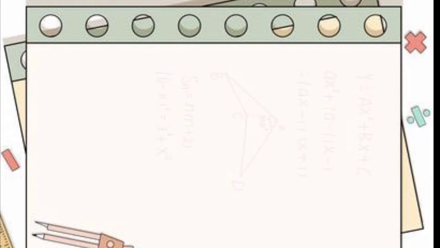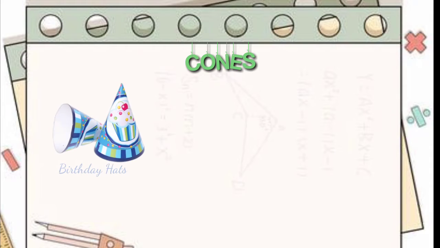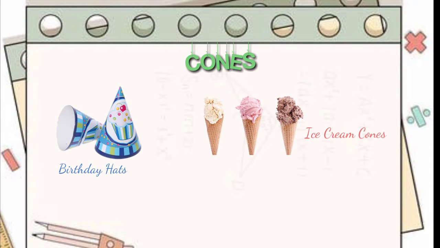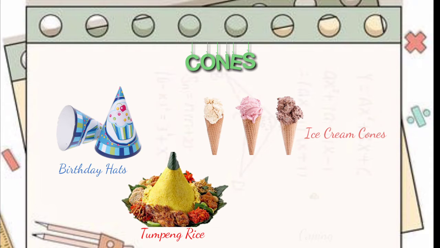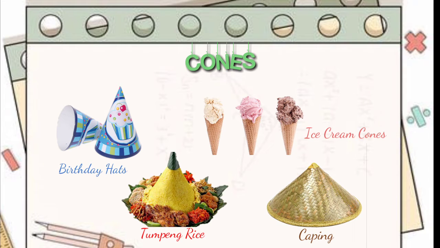For the first, we discussed about the surface area and volume of cone. Have you ever seen birthday hat, ice cream cone, tumpeng rice, and chopping? What shape do these objects look like? Yes, all these objects are in the shape of a cone.